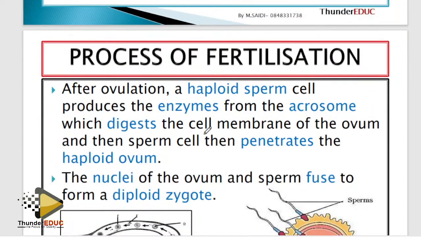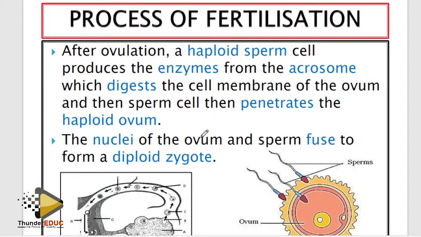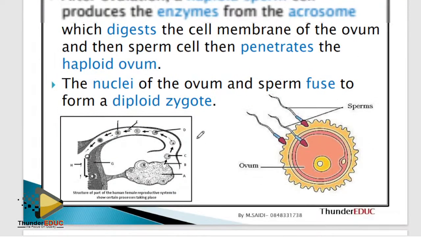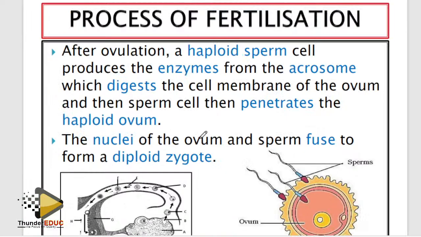Process of fertilization. Here it is simple, but sometimes when they ask you, you fail. You bring the process of fertilization: haploid sperm cells have the enzymes in the acrosome, which digest the membrane of the ovum, and then the nucleus of the sperm enters and fuses with the nucleus of the ovum, and the diploid zygote is formed. These blue things are the marking points. If you don't see them, 0. Please, I don't want you to get a 0.